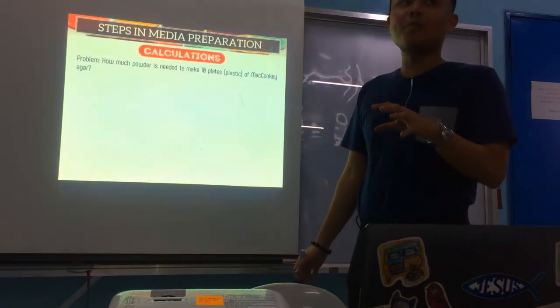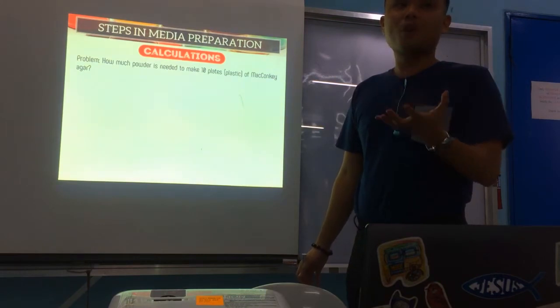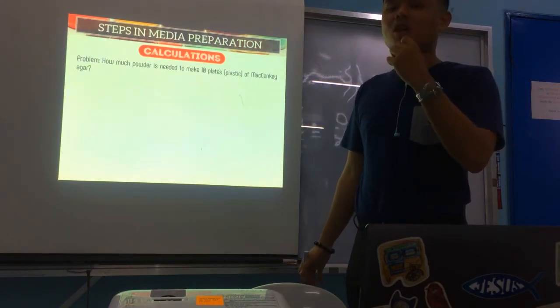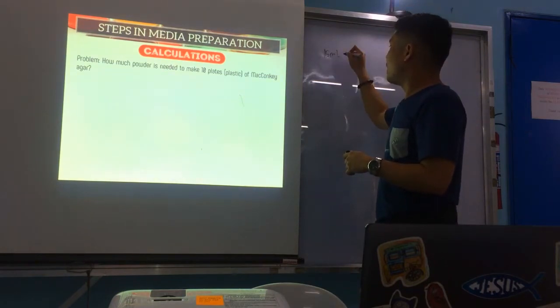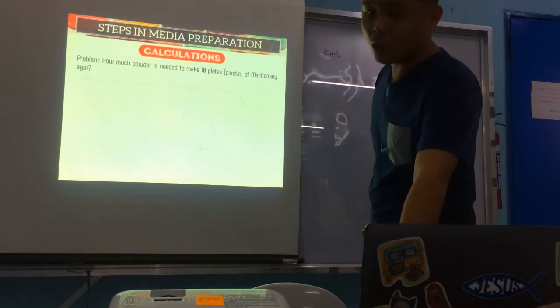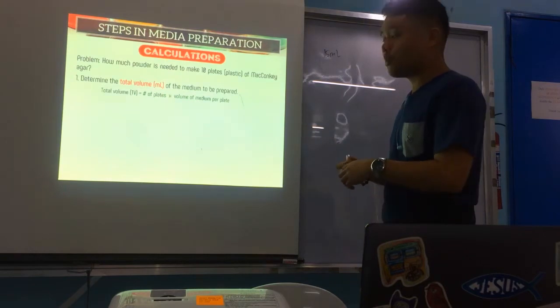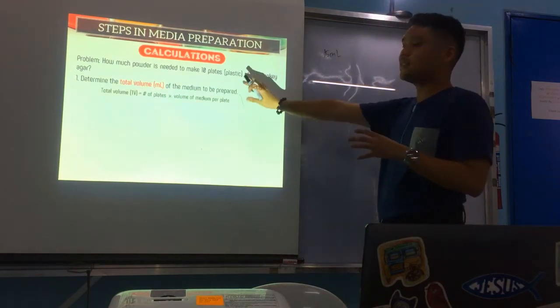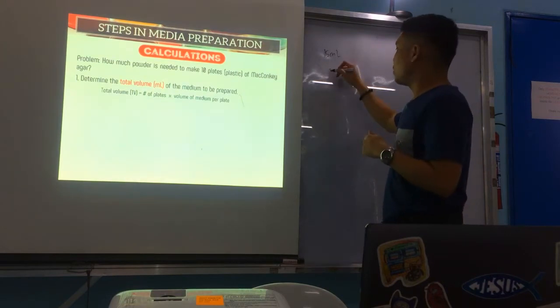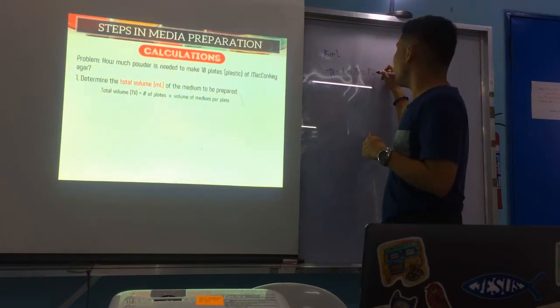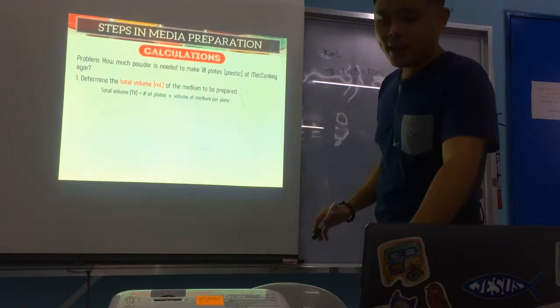First we have to determine how much volume one Petri dish will hold. It's about 15 ml, okay? So first we need to determine the total volume. How do we determine it? We just multiply the total number of plates to be created by the volume of each Petri dish. So total volume is equal to 10 times 15, and that's equal to 150 ml. Now we have your total volume.